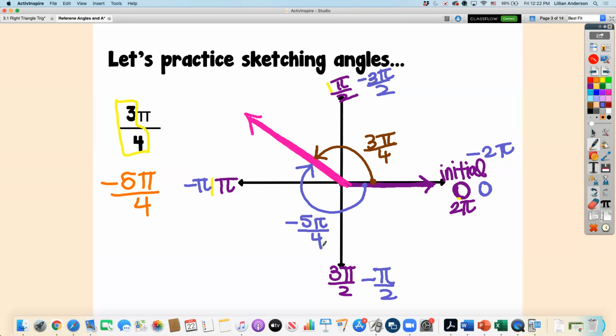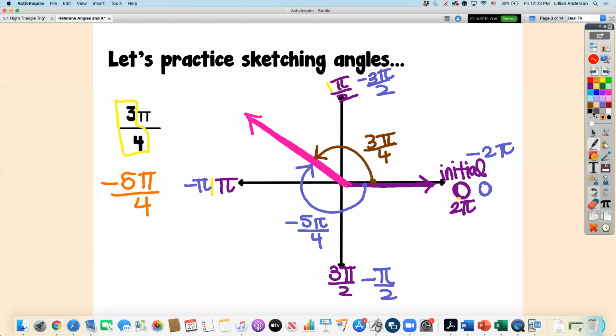And this is how we sketch angles, not just normal angles, but coterminal angles as well. We'll do one more before we try the next one. Can someone give me another coterminal angle for 3 pi over 4?